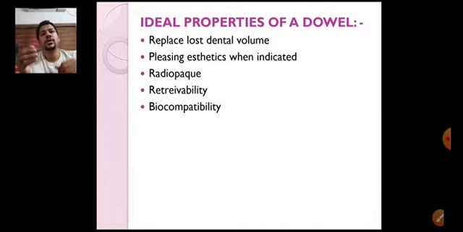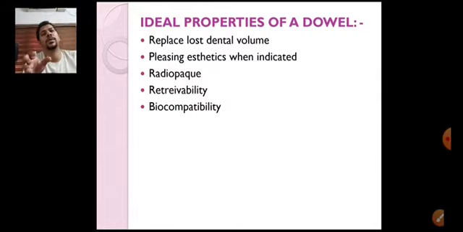Now I told so many materials which are aesthetic as well as non-aesthetic. All the metal posts are non-aesthetic. So which are the aesthetic posts which I mentioned? They are fiber reinforced, then ceramic, then zirconia post. All these are aesthetic posts. So if you are giving a post in an aesthetic zone or to an aesthetically concerned patient, the post selected should be an aesthetic one.